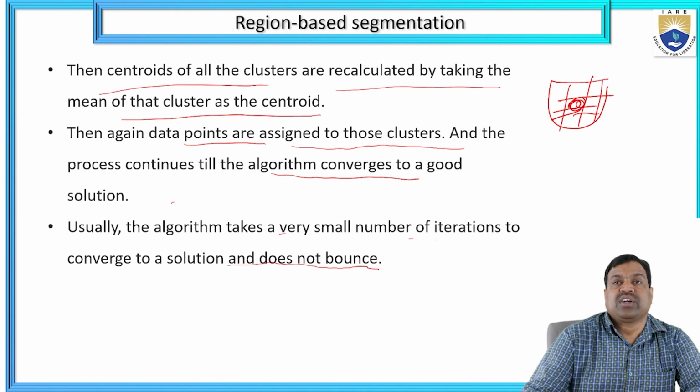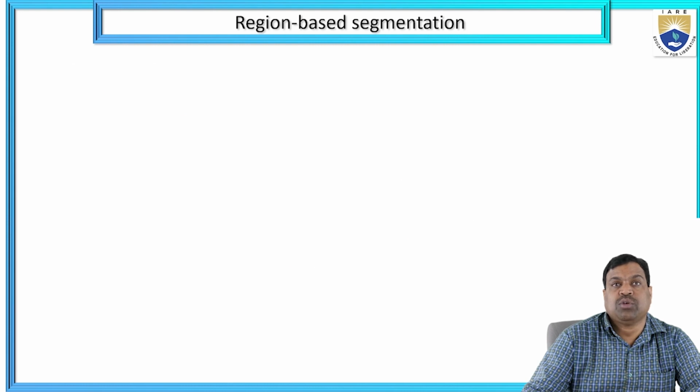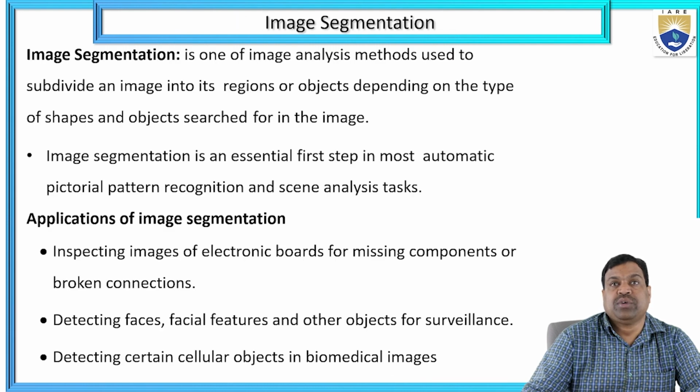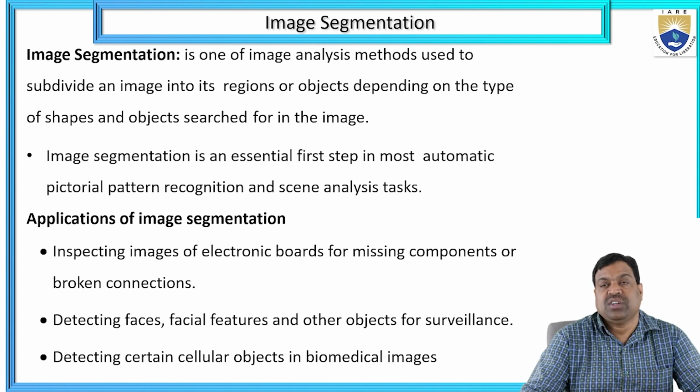The data points are assigned to those clusters, and the process continues till the algorithm converges to a good solution. But when we go for a small number of iterations, it does not converge to a solution within the bounds. Image segmentation is one of the image analysis methods used to subdivide an image into regions or objects, depending on the type of shapes and objects searched for in the image. Image segmentation is an essential first step in most automatic pictorial pattern recognition and scene analysis systems.